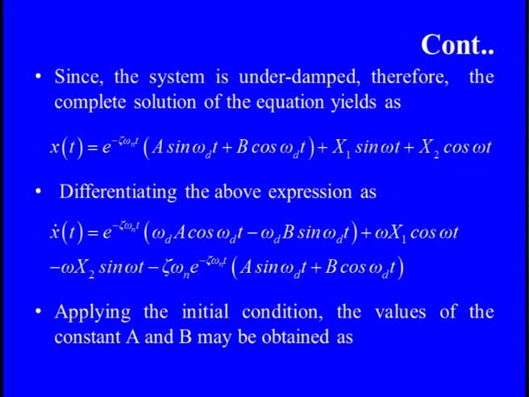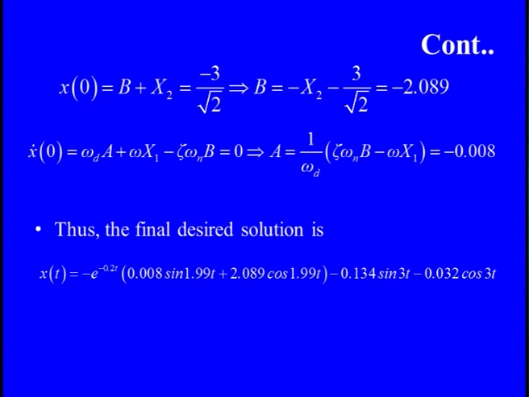Now if we apply the boundary conditions which we formed in the initial part, that you have x0 and x dot 0, then x0 equals b plus x2, and we can get b as 2.089. Similarly, we apply the same boundary condition x dot 0, which equals 0. When applying this, we have the value of a from the second equation. The a equals 1 by omega d times zeta omega n b minus omega x1, and applying this condition, we have minus 0.008.